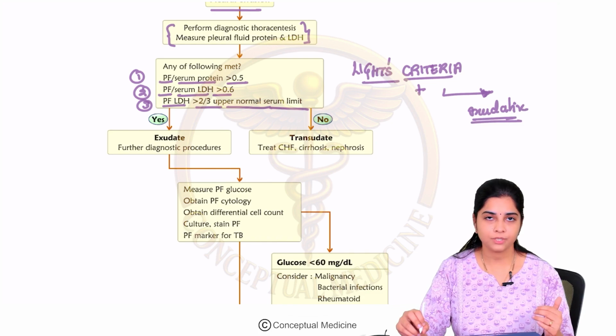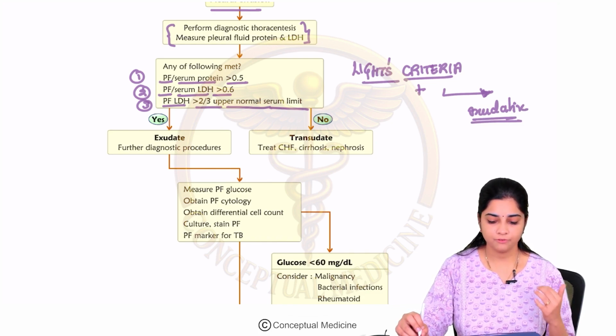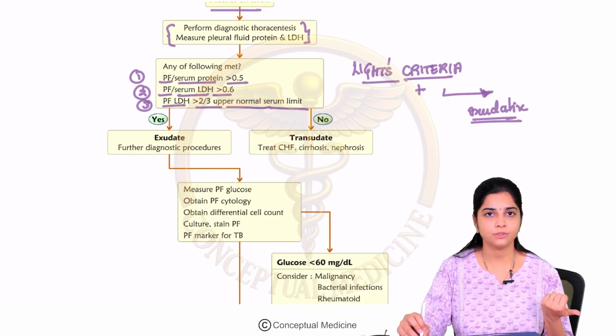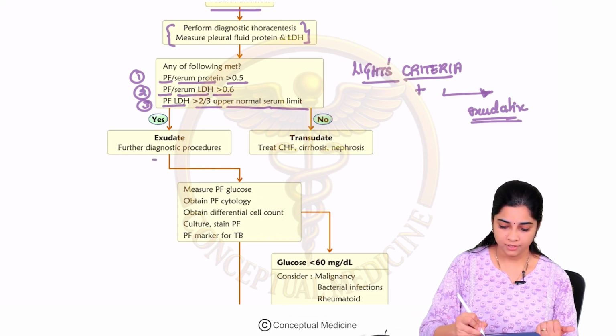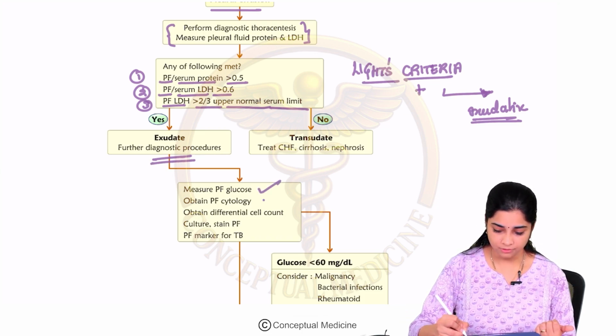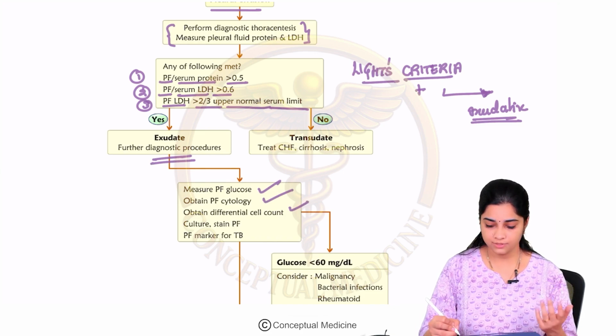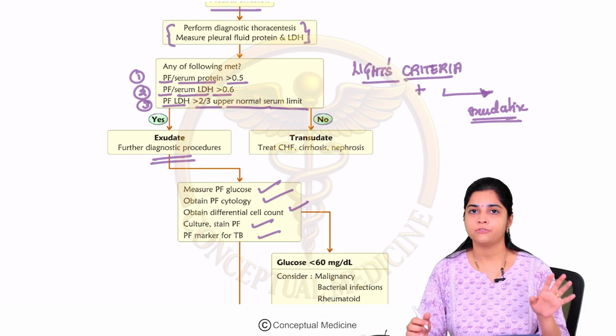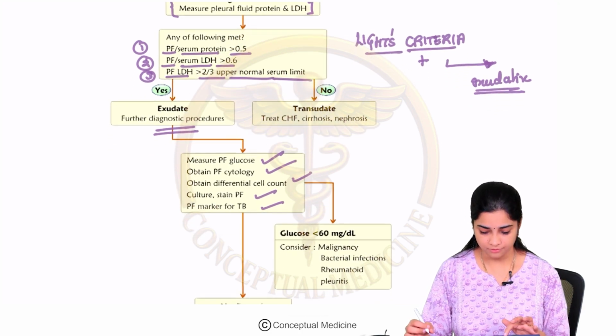Okay, so this is your Light's criteria. Pleural fluid by serum protein more than 0.5, or pleural fluid by serum LDH more than 0.6, or pleural fluid LDH more than 2/3 the upper limit of normal of the serum LDH. So if any of these criteria are positive, then this is an exudative pleural effusion. Now if this is an exudative pleural effusion, then you will have to look for the glucose, the cytology, the total counts, the differential counts, culture, gram stain and other markers for TB to find out the etiology of the pleural effusion.